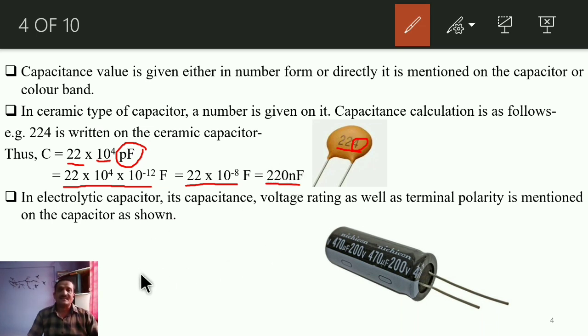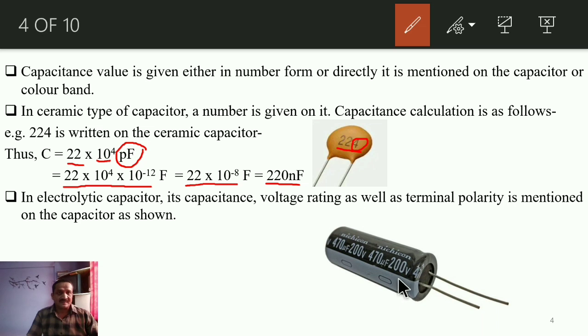Now the second example is taken for the electrolytic type of capacitor. The capacitance, voltage rating as well as its terminal polarity are mentioned on that capacitor itself, right? So here I have taken the example, and you can observe that on the capacitor it is written as 470 microfarad and 200 volts. So this capacitor has a capacitance of 470 microfarad, and its voltage handling capacity is 200 volts. Now the third important term: as it is a polarized electrolytic capacitor, we have to identify which terminal is to be considered positive and which one is negative.